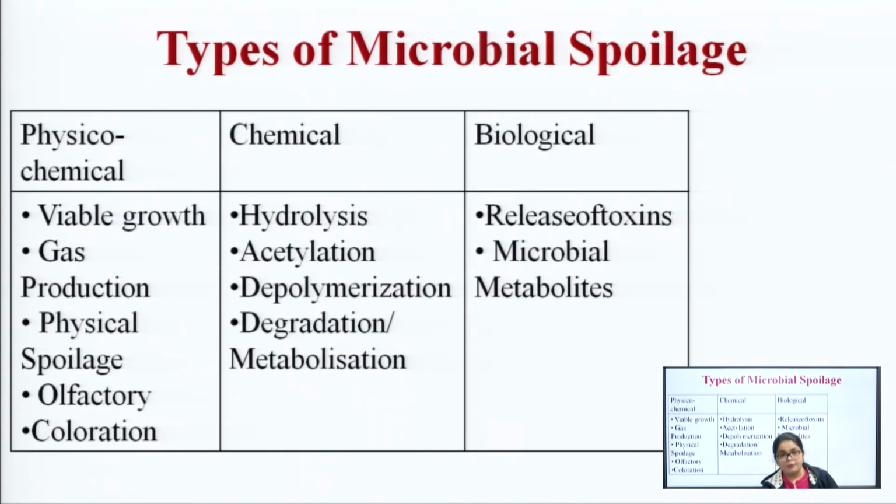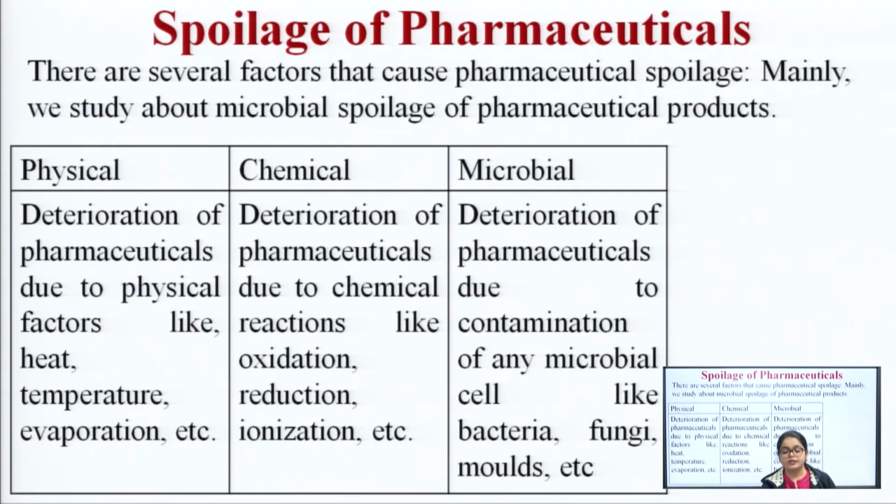Next slide is about the type of microbial spoilage, and here we are dealing with the spoilage of pharmaceutical products and the factors affecting it. What are the factors that affect it? They are physical, chemical or microbial.